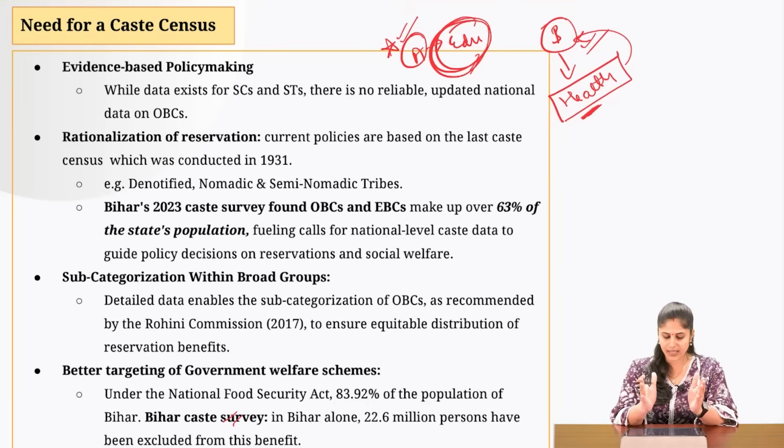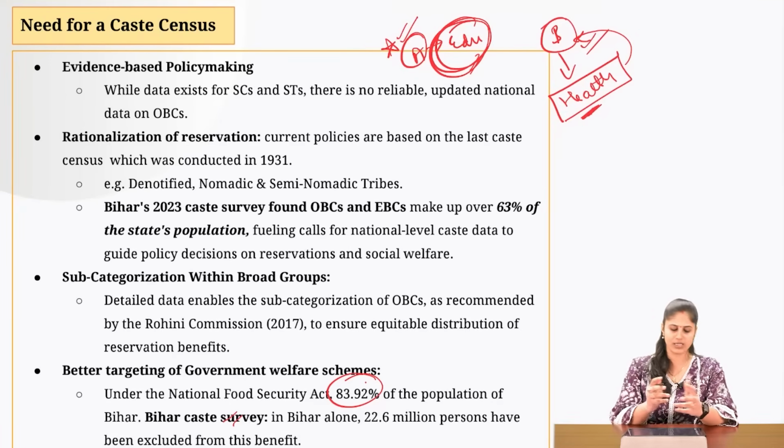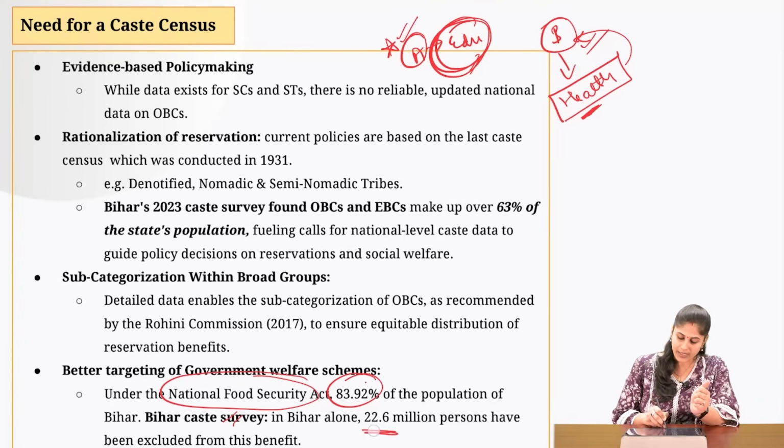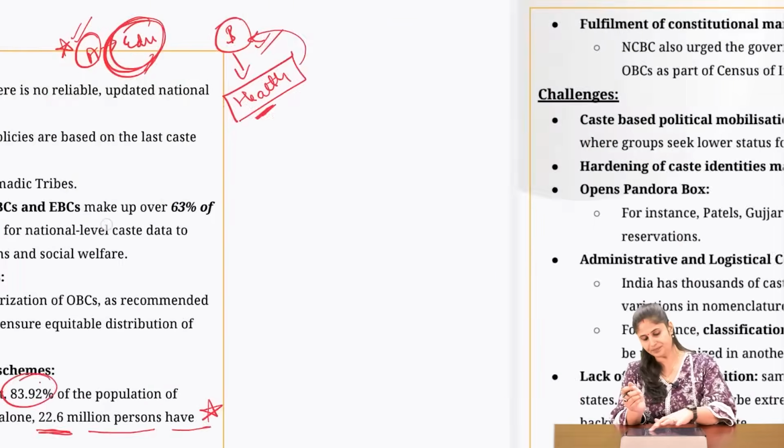The Bihar caste survey rightly pointed out that currently approximately 83% of the population is covered under the National Food Security Act. But the survey points out that 22 million people who should be getting the benefits of this Food Security Act, they should be provided with subsidized food, they are not getting the benefit. 22 million people in a single state. Imagine the number at the national level. That is another reason you need to carry out the caste census on a regular basis.